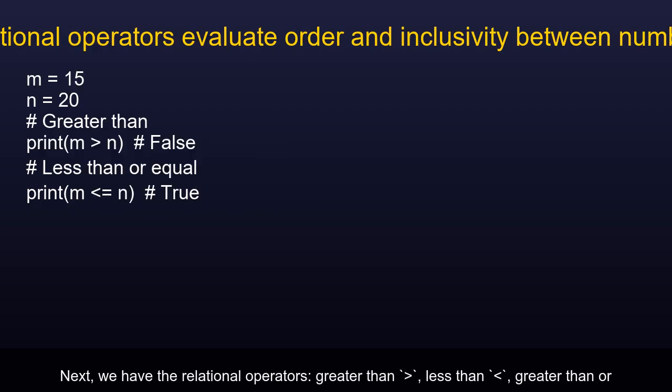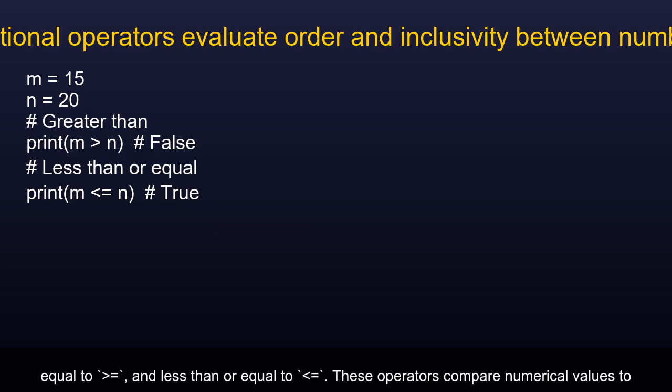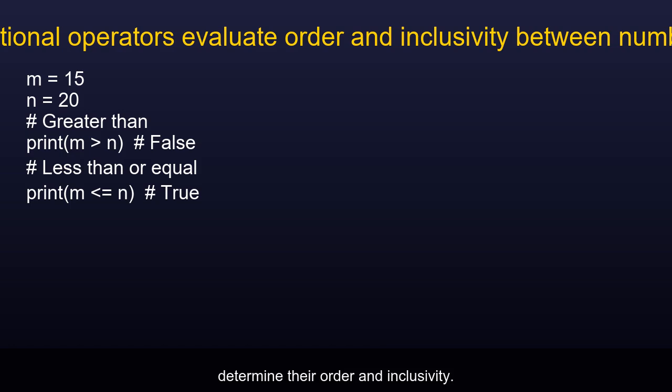Next, we have the relational operators: greater than (>), less than (<), greater than or equal to (>=), and less than or equal to (<=). These operators compare numerical values to determine their order and inclusivity.